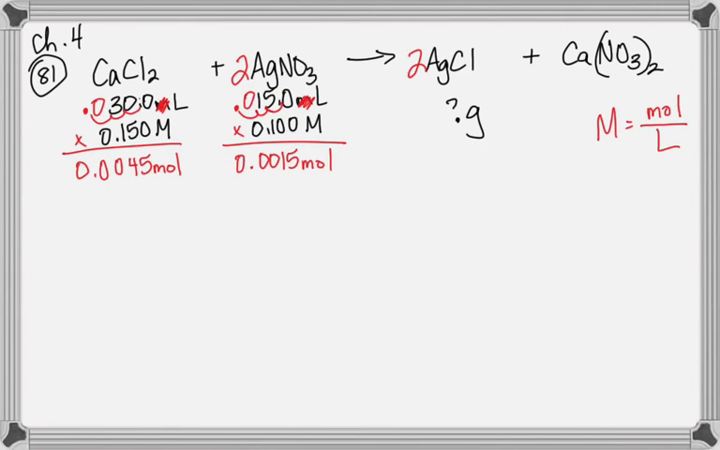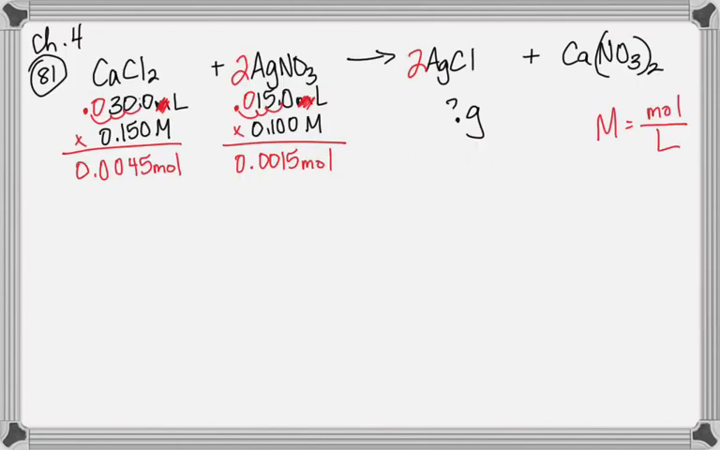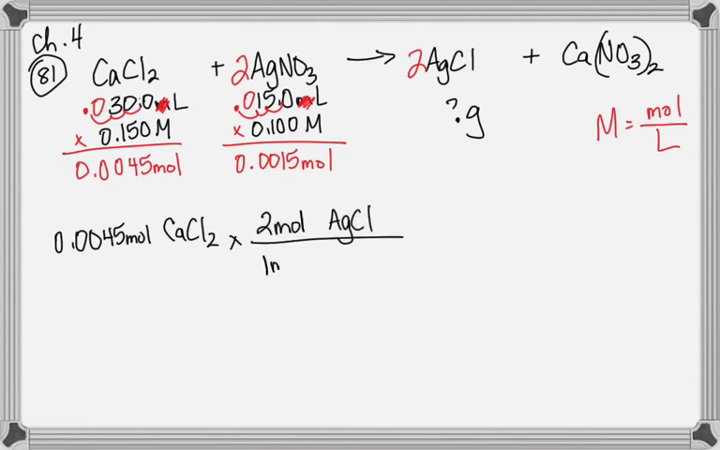If we're using our flow chart, and I'm going to jump back to my previous slide, okay? Do you guys see that this is the part of the flow chart I need to do? I need to go from moles of A to moles of B to grams of B because I'm already at moles. So I'm going to take my 0.0045 moles of calcium chloride, and the balanced equation says, well, I'll make 2 moles of AgCl for every 1 mole of calcium chloride.